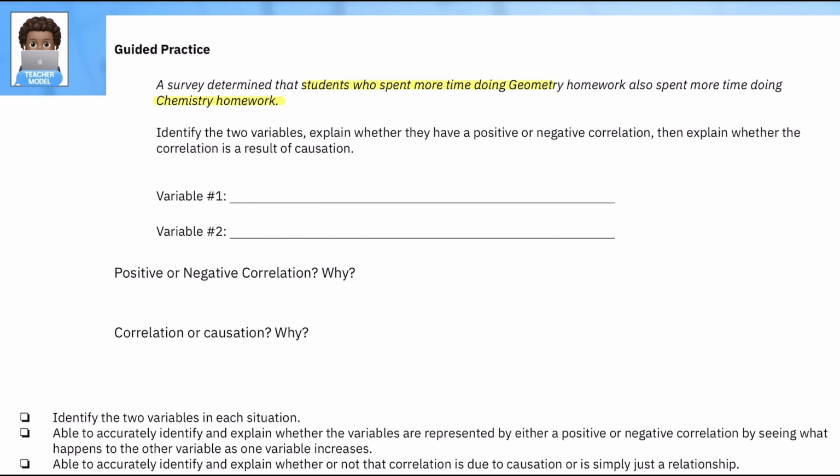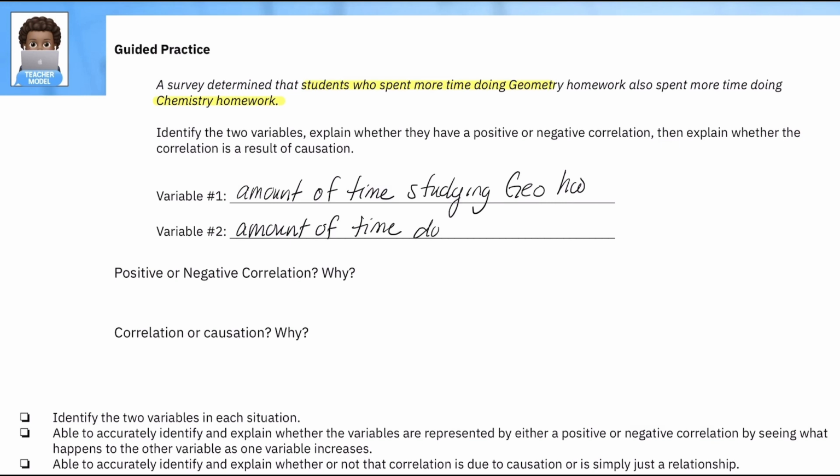Great, so let's go over the reveal. Here are two variables. Remember, they are numerical. They are things that we can quantify and count. So for variable 1, it is the amount of time studying geometry homework or doing the geometry homework, and the amount of time doing chem homework. Okay, so those are our variables.